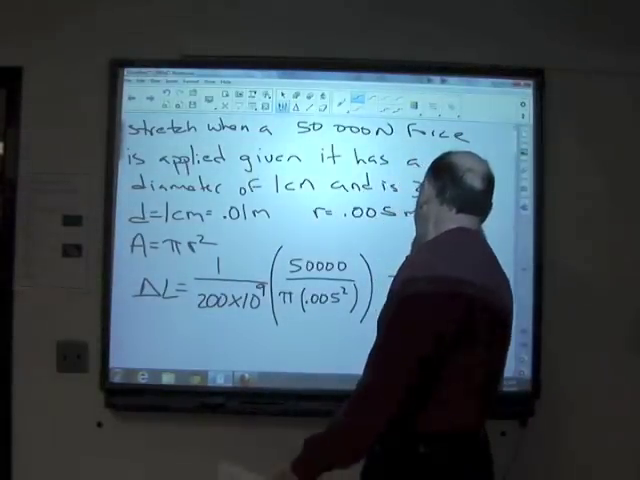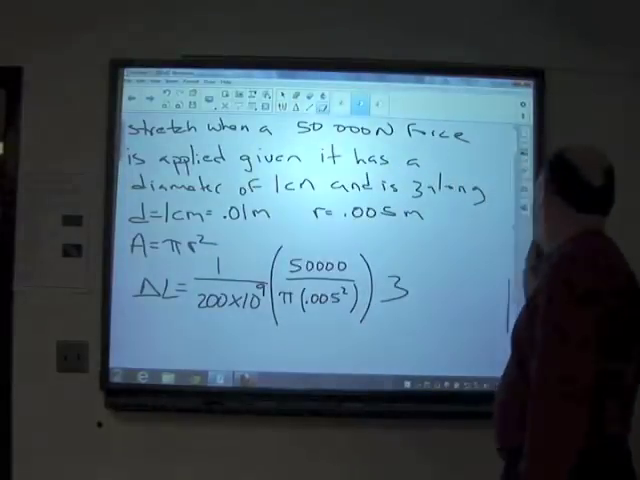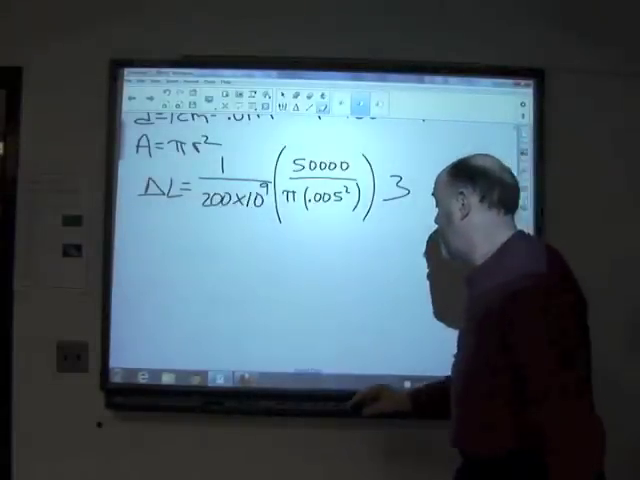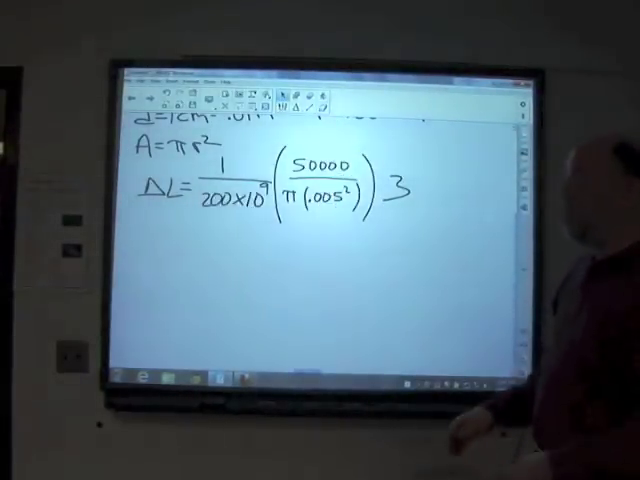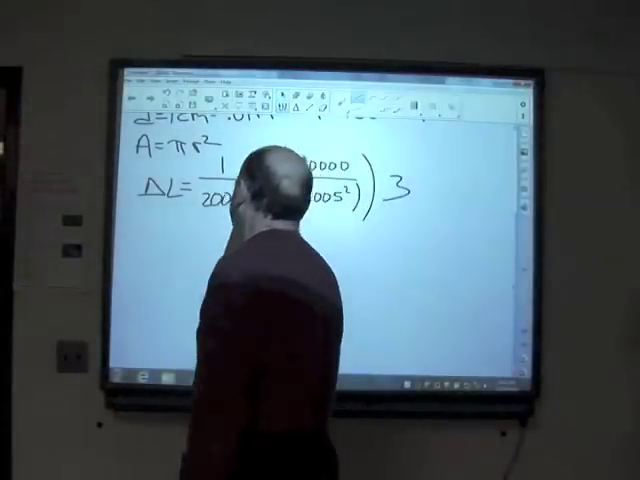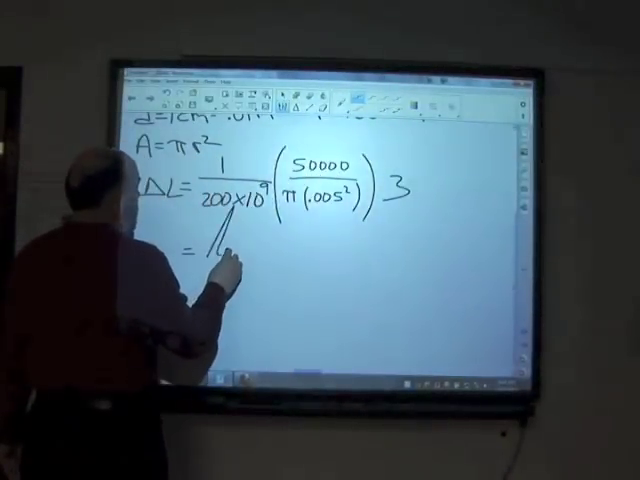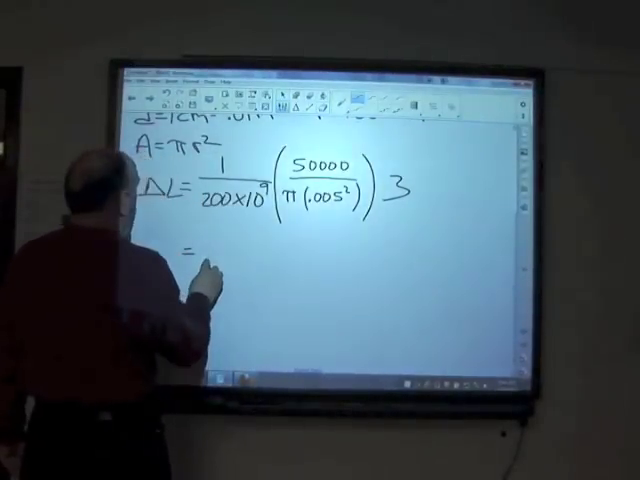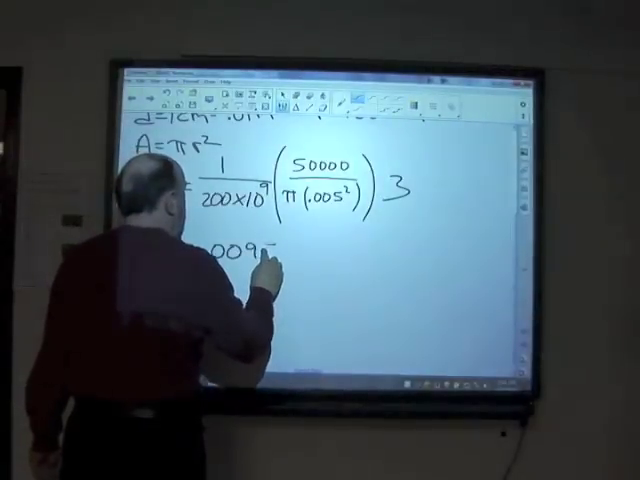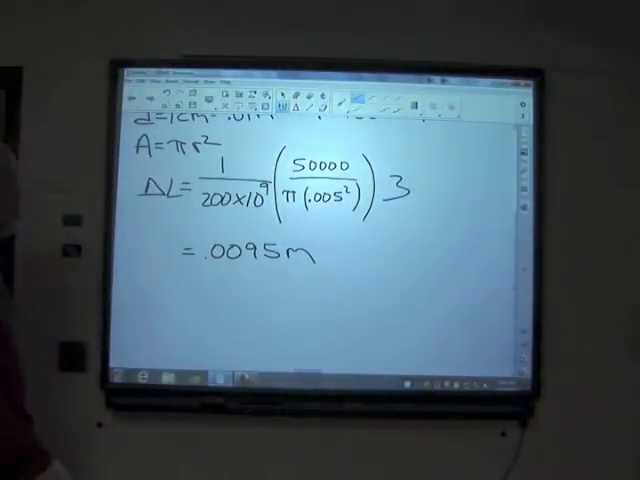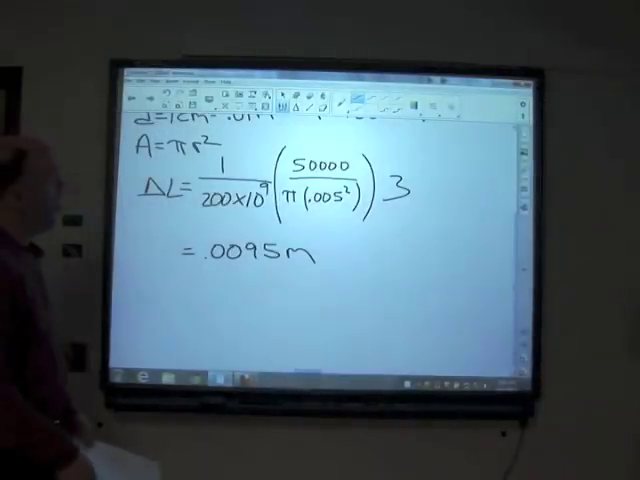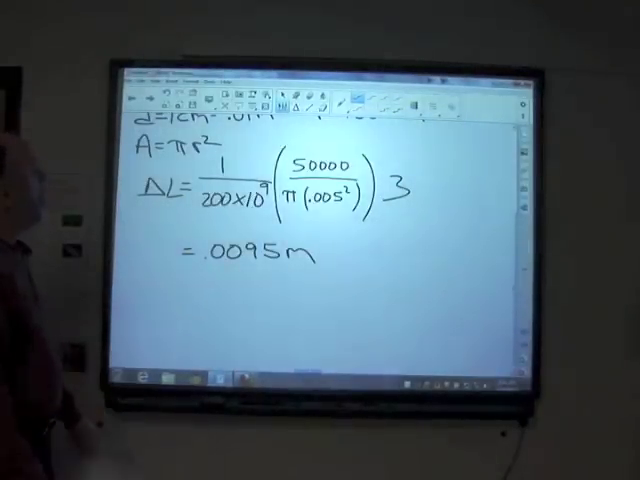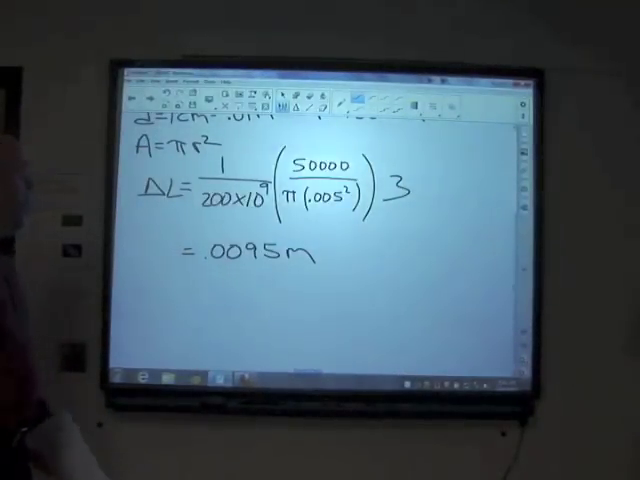Right. So this will be 3, and we can plug that in and get the change in length for this piece of wire. It ends up that this wire is going to stretch by 0.0095 meters. So it's not going to give very much, and we don't want that to happen in terms of our steel wire. Okay? Well, we can also look in terms of this wire and what's happening to it.